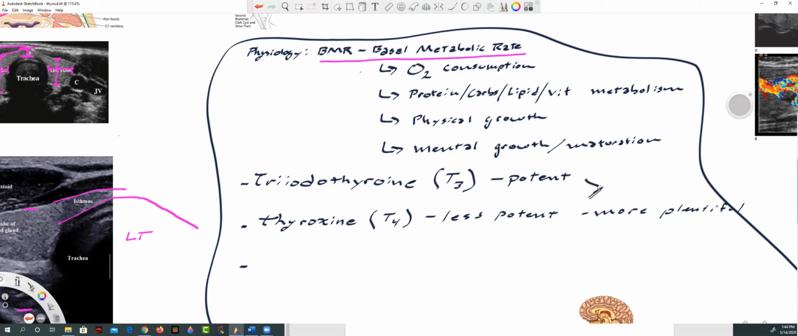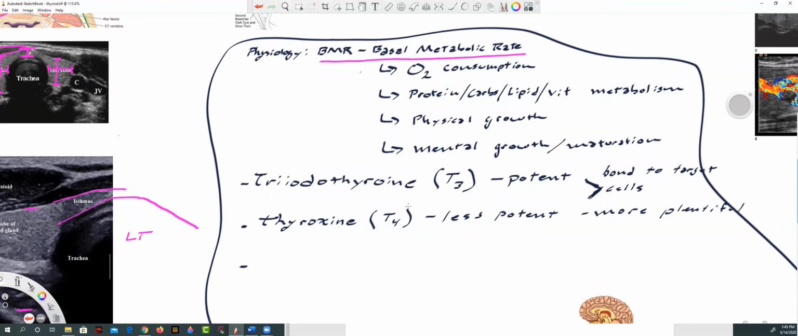What these do, this is basically a lock and key, as many hormones are. They just simply bond to target cells, and they force those cells to increase metabolism or increase O2 consumption. So that's how most hormones work.